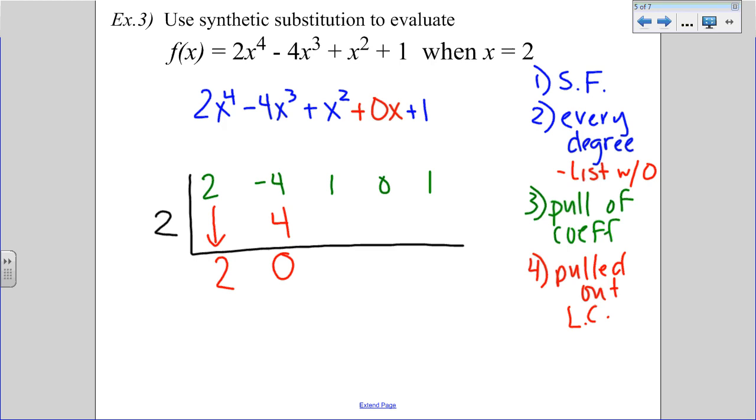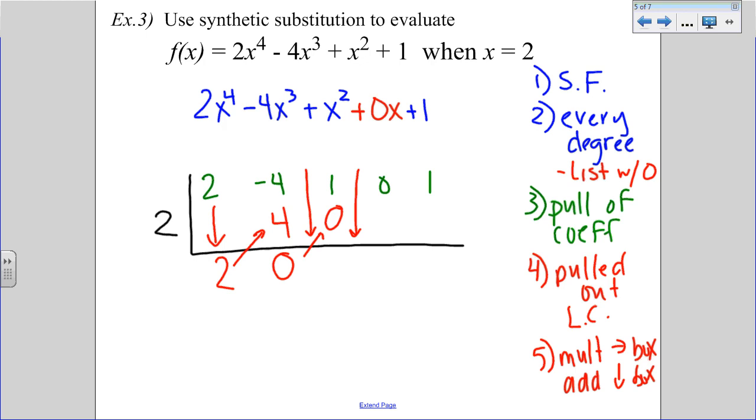So then you're going to multiply, put it in the box, and then you're going to add to put it out of the box. So we multiply, that product goes up there, we add those together, and it comes down. What's 2 times 0? 0. We put it into the box, now we add it together. What's 1 plus 0? 1.